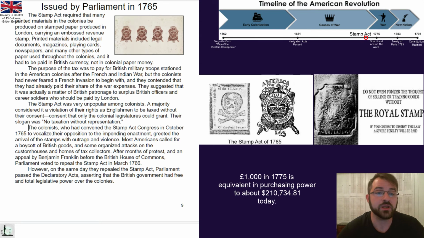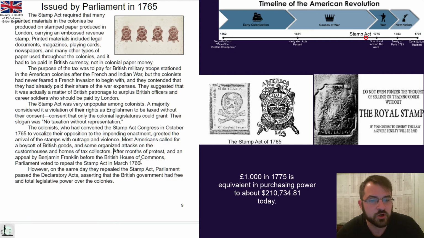The colonists, who had convened the Stamp Act Congress in October of 1765 to vocalize their opposition to the impending enactment of the Stamp Act, greeted the arrival of the stamps with outrage and violence. Most Americans called for a boycott of British goods, and some organized attacks on the custom houses and homes of tax collectors. Custom houses would be where the tax collectors worked, especially on stuff coming in from another country.